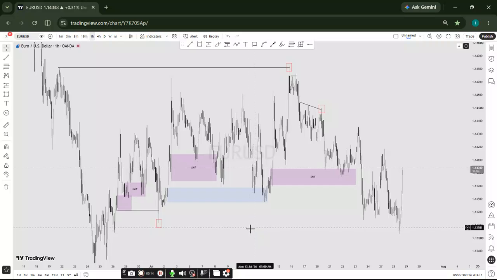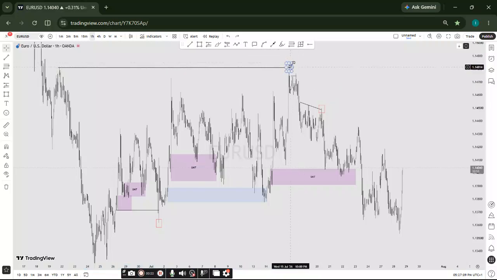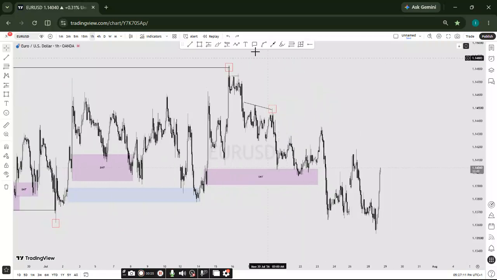So the first thing we need to identify on the higher time frame is an inducement, and we can see price injecting this area right here. This is the area that just got induced, right? And following that inducement, we can see consecutive inducements occurring.